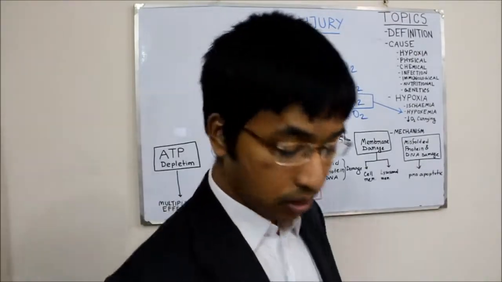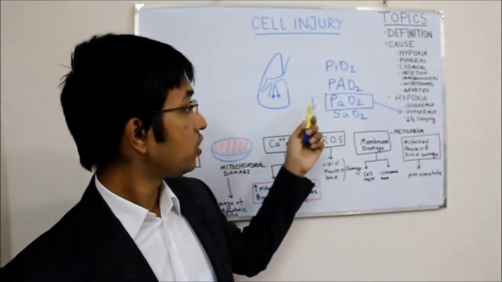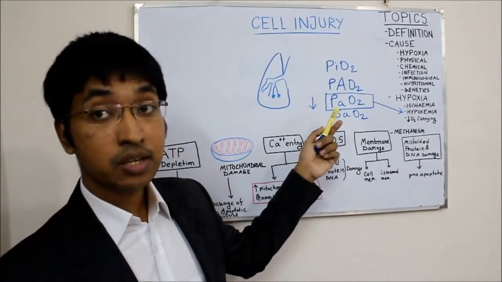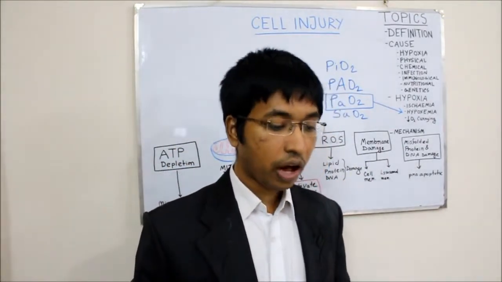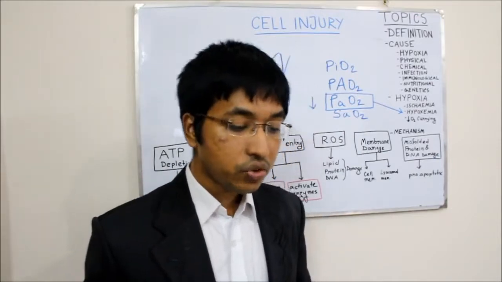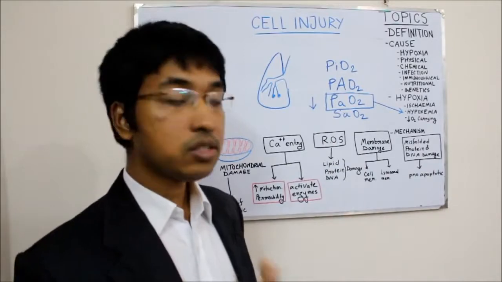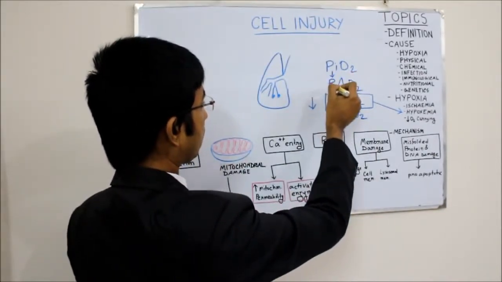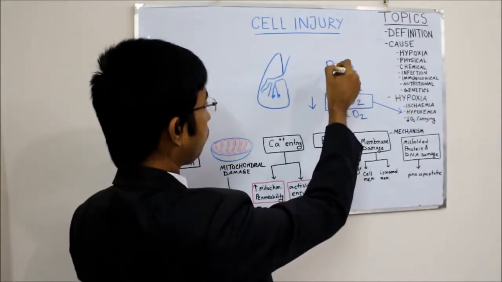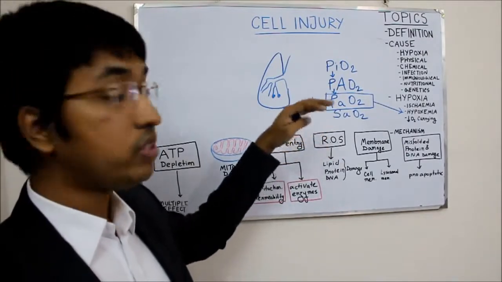So now you may be asking, what are the causes of hypoxemia? What can result in a reduced amount of P small a O2? The first cause of hypoxemia is decreased inspired air. It is very simple: if we reduce this thing, since this goes here and that goes there, this entire chain will be reduced.